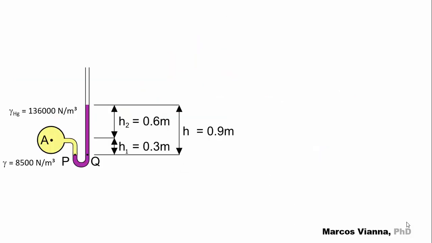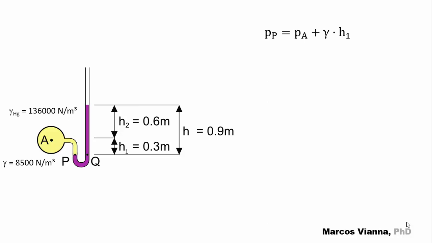Let's solve an example. A fluid whose specific weight is 8,500 newtons per cubic meter flows inside the pipe. There is mercury inside the U-tube manometer. The mercury specific weight is 136,000 newtons per cubic meter. What's the pressure inside the pipe?